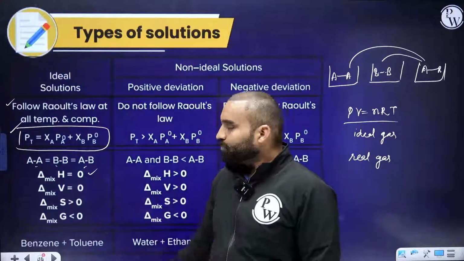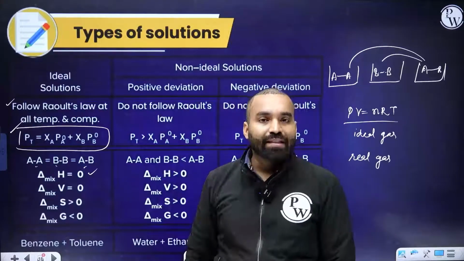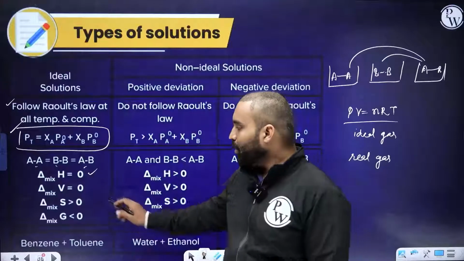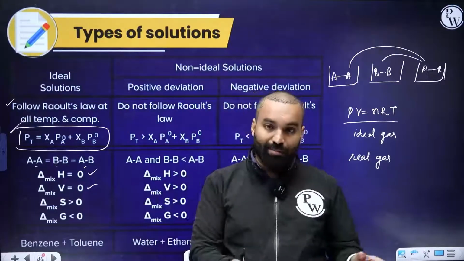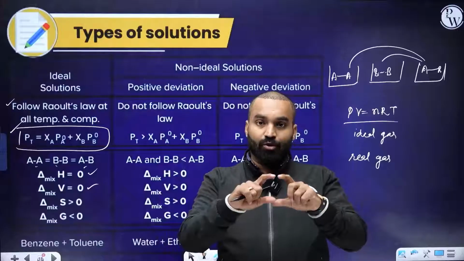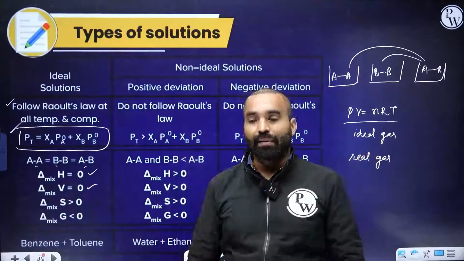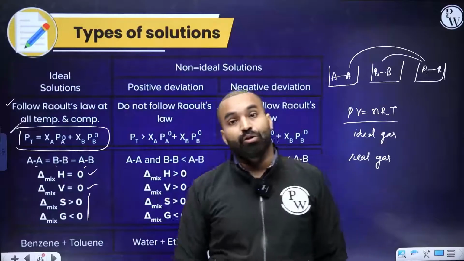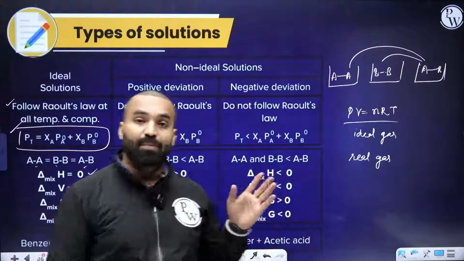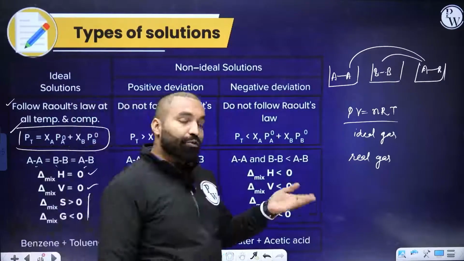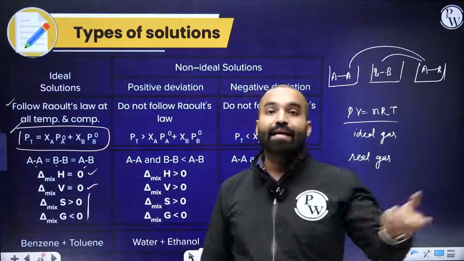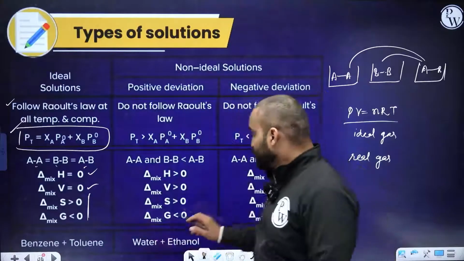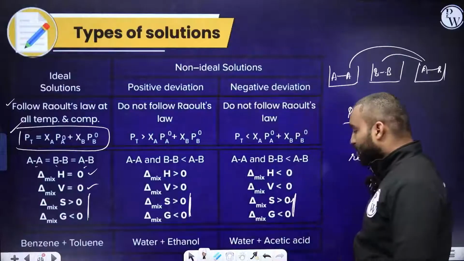In this system, there will be no change in the enthalpy of mixture, no change in the volume. Suppose you mix 10 ml of A and 10 ml of B. When you mix them, the total volume will be exactly 20 ml. Whatever the type of solution, its entropy change will always be positive, and its free energy change will always be negative. So you can note these two things down, they will always be fixed.